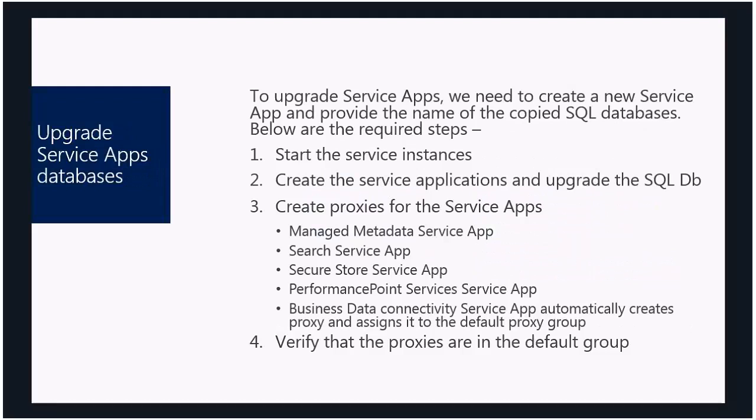Okay, if you would like to upgrade the service application databases, we need to create a new service application, and then provide the name of the copied databases here. So the steps are generally like this: you back up the service application database into the new SharePoint 2016 database, and then you create exactly the same service application with the copied database, and that will be okay to upgrade your database here.